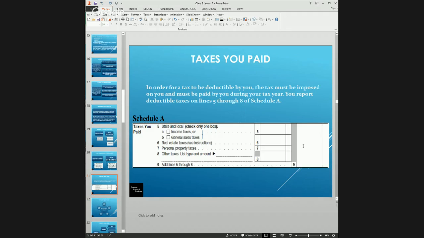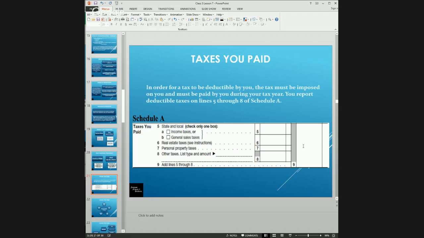Any taxes that you pay. In order for a tax to be deductible, the tax must be imposed on you and must be paid by you during the tax year. So we do have individuals that come in and they actually have multiple back years of personal property taxes, and they pay them all off in a given tax year. Let's say that they paid '12, '13, and '14 all in '14. It would actually be deductible for '14. You would not go back to '12 and apply the amount there.